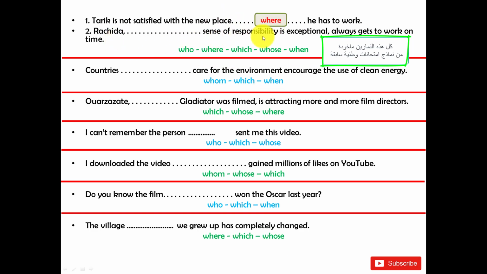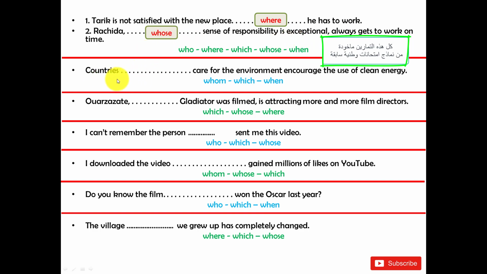Rashida, whose sense of responsibility is exceptional, always gets to work on time. Good job. We need to use whose, right? So Rashida, whose sense of responsibility is exceptional. We're talking about something that Rashida has as a quality, right? So whose sense of responsibility is exceptional, always gets to work on time.